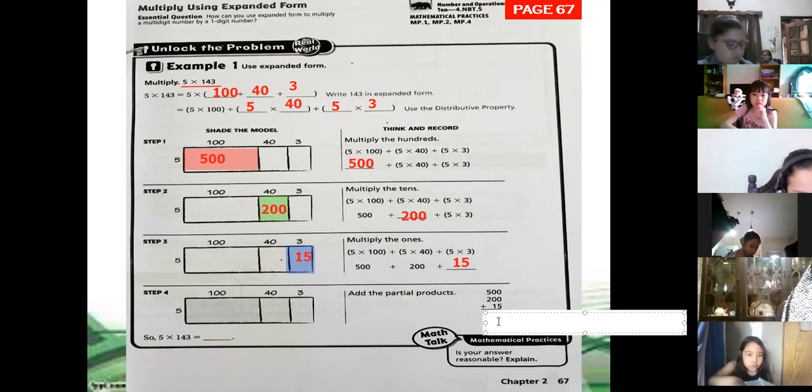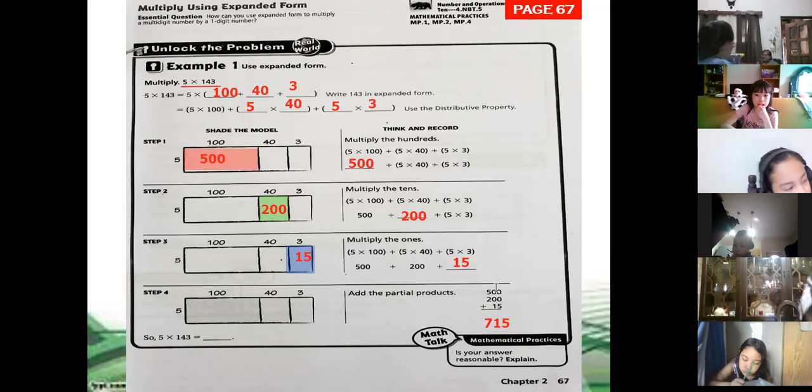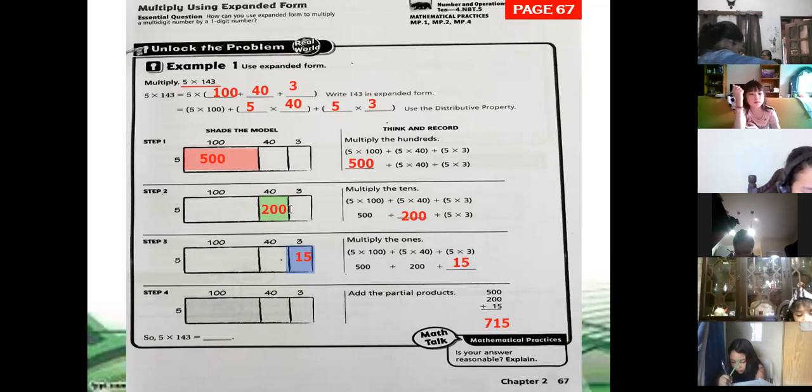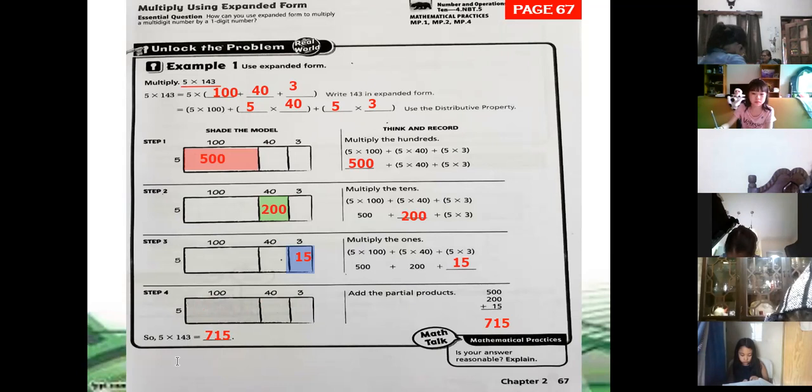Seven hundred fifteen, Mia, that's right. You add 0 plus 0 plus 5, it's 5. And then you add 0 plus 0 plus 1 equal 1. And then 5 plus 2 equals 7. 715. So it means that all of this is equal to 715. So let's write it down here. That 5 times 143, the answer of this multiplication is 715.